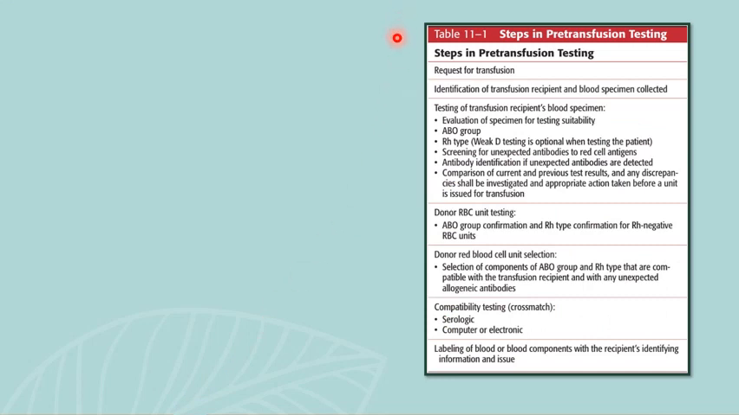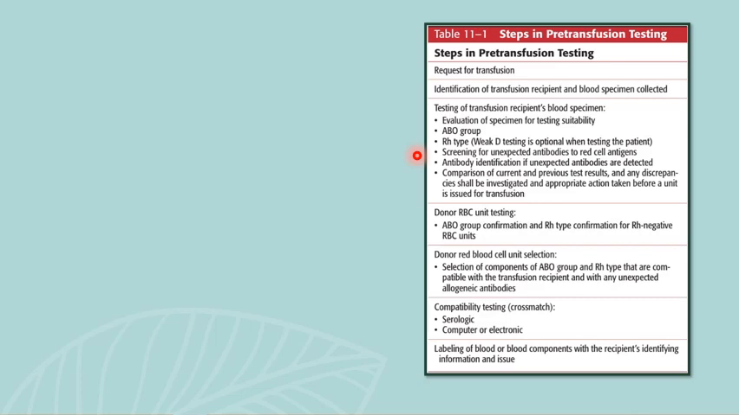Table 11.1. So these are the steps in pre-transfusion testing. So first, the physician will request transfusion. Then, identification of transfusion recipient and blood specimen collected. Then, testing of transfusion recipient's blood specimen. So under this step, there are evaluation of specimen for testing suitability, ABO group, RH type. Then if it is RH negative, so we will do weekly testing, screening for unexpected antibodies to red cell antigens.